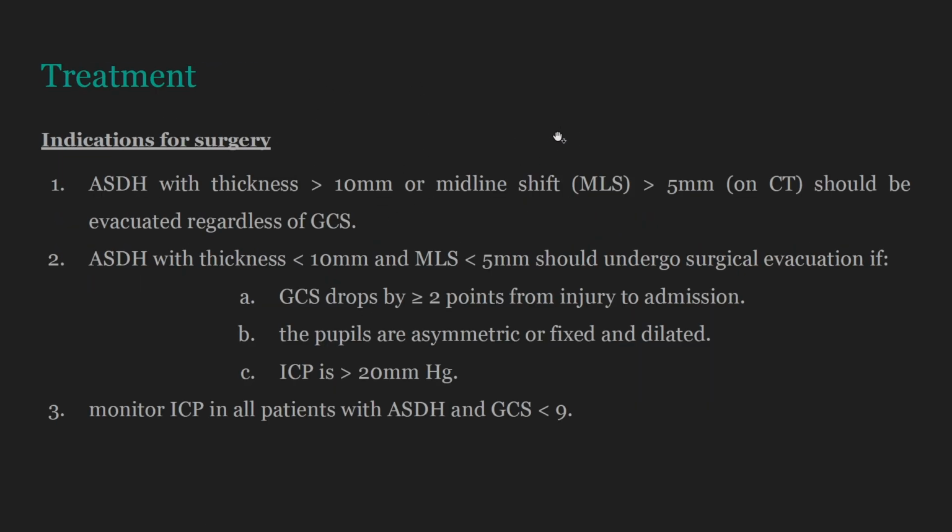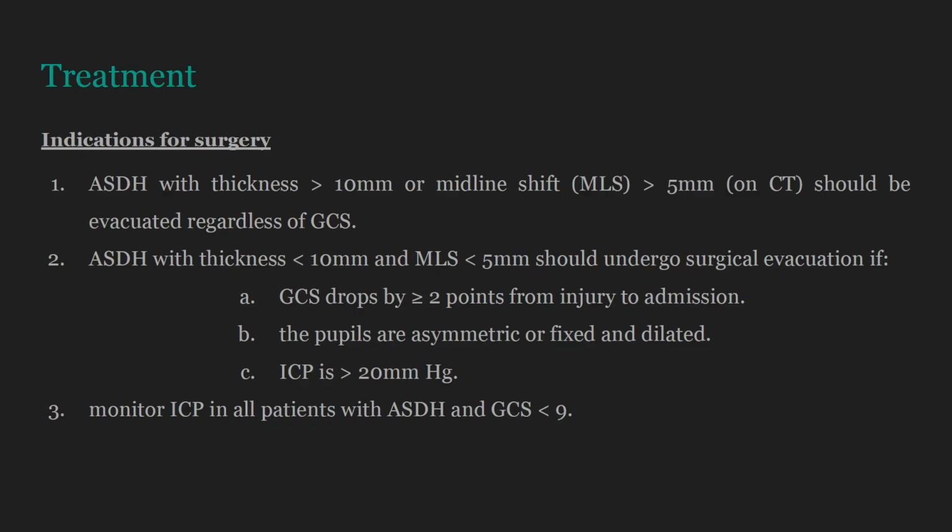Okay, and now let's talk about the indications for surgery. Obviously, we'll do surgery for the acute subdural hematoma. We'll do evacuation, and I will talk to you about the type of surgery that you are going to do. But for now, let's talk about the indications of surgery. The indications are three in number. If acute subdural hematoma with a thickness of more than 10 millimeters or midline shift more than 5 millimeters, should be evacuated regardless of the GCS.